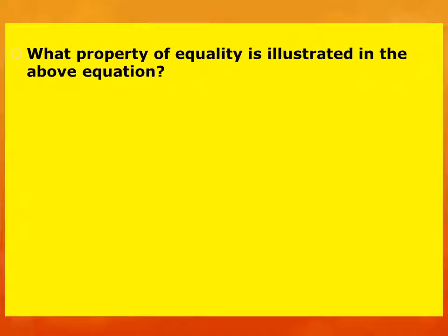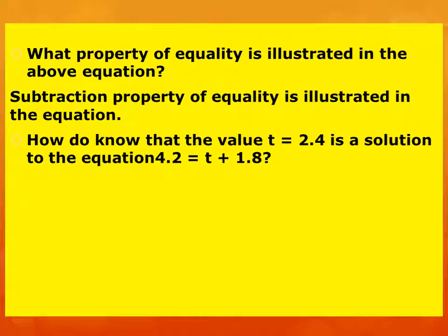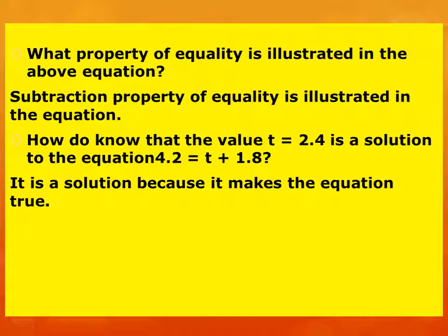Guide questions. What property of equality is illustrated in the above equation? So the answer is subtraction property of equality is illustrated in the equation. Second question. How do you know that the value t is equal to 2.4 is a solution to the equation 4.2 is equal to t plus 1.8? It is a solution because it makes the equation true.